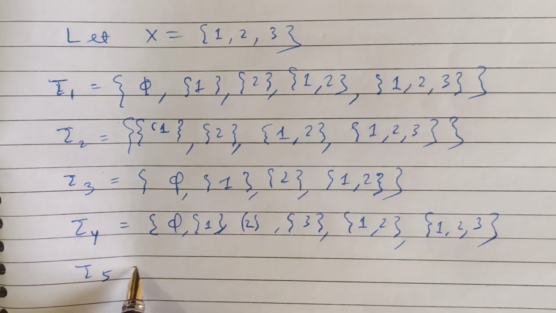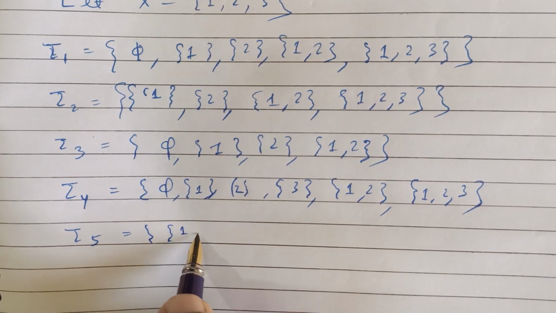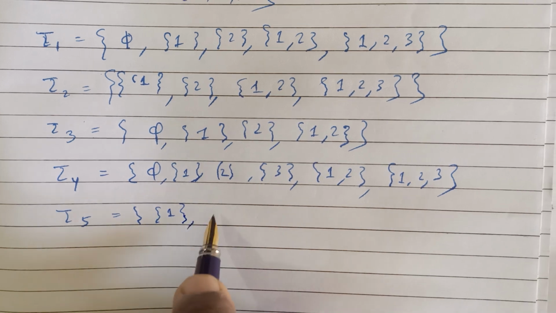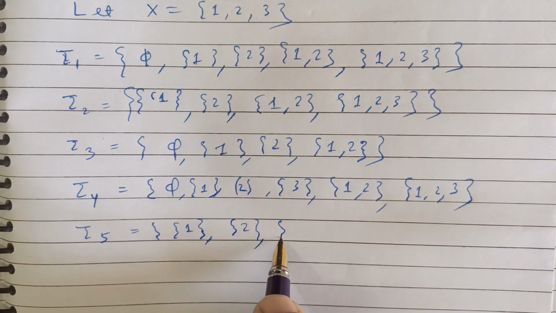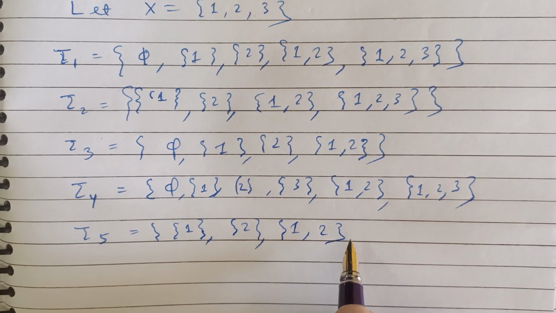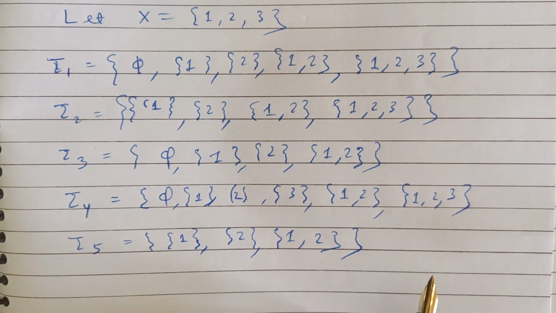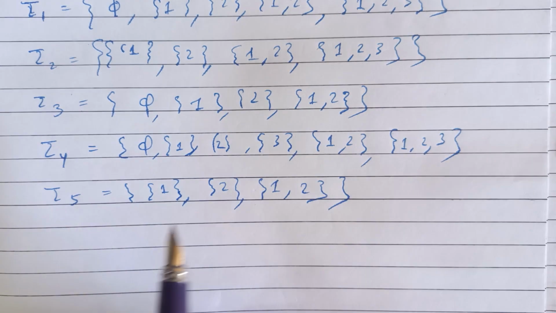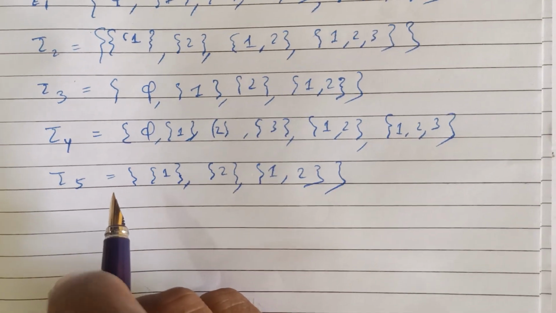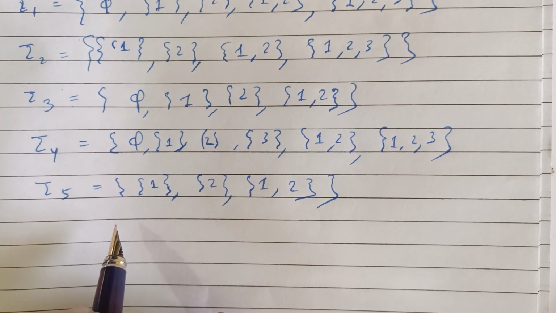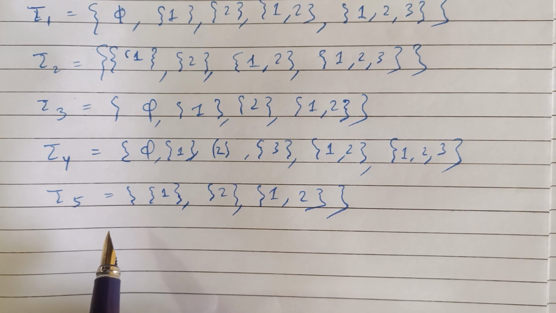Let tau 5 be {{1}, {2}, {1,2}}. These are 5 examples of collections of subsets of set X. Here let us examine the conditions, friends, and let us see which one is topology and which are not.